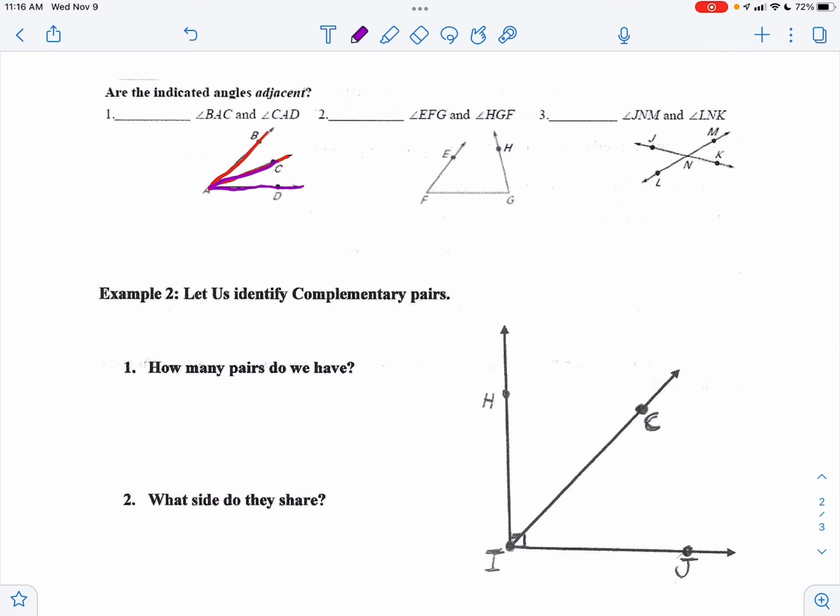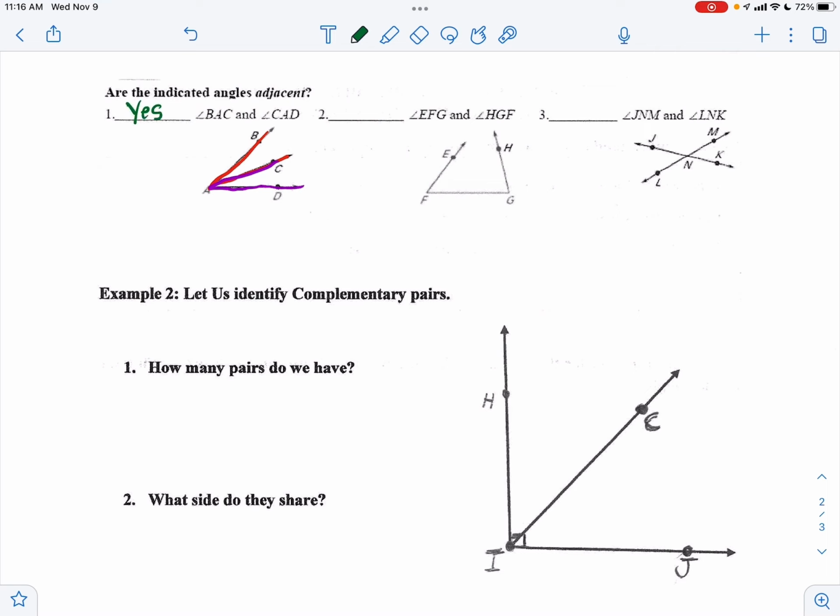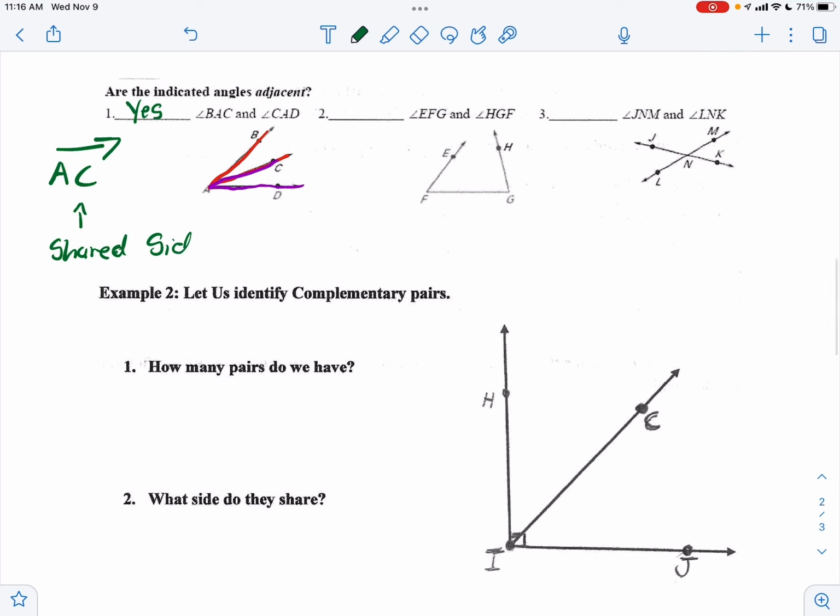So I want you to look at this. Are these adjacent? Take a second and think about it. Are the two angles I highlighted adjacent? You should have said that yes, they are adjacent. They share ray AC. And you're going to note that that is the shared side.